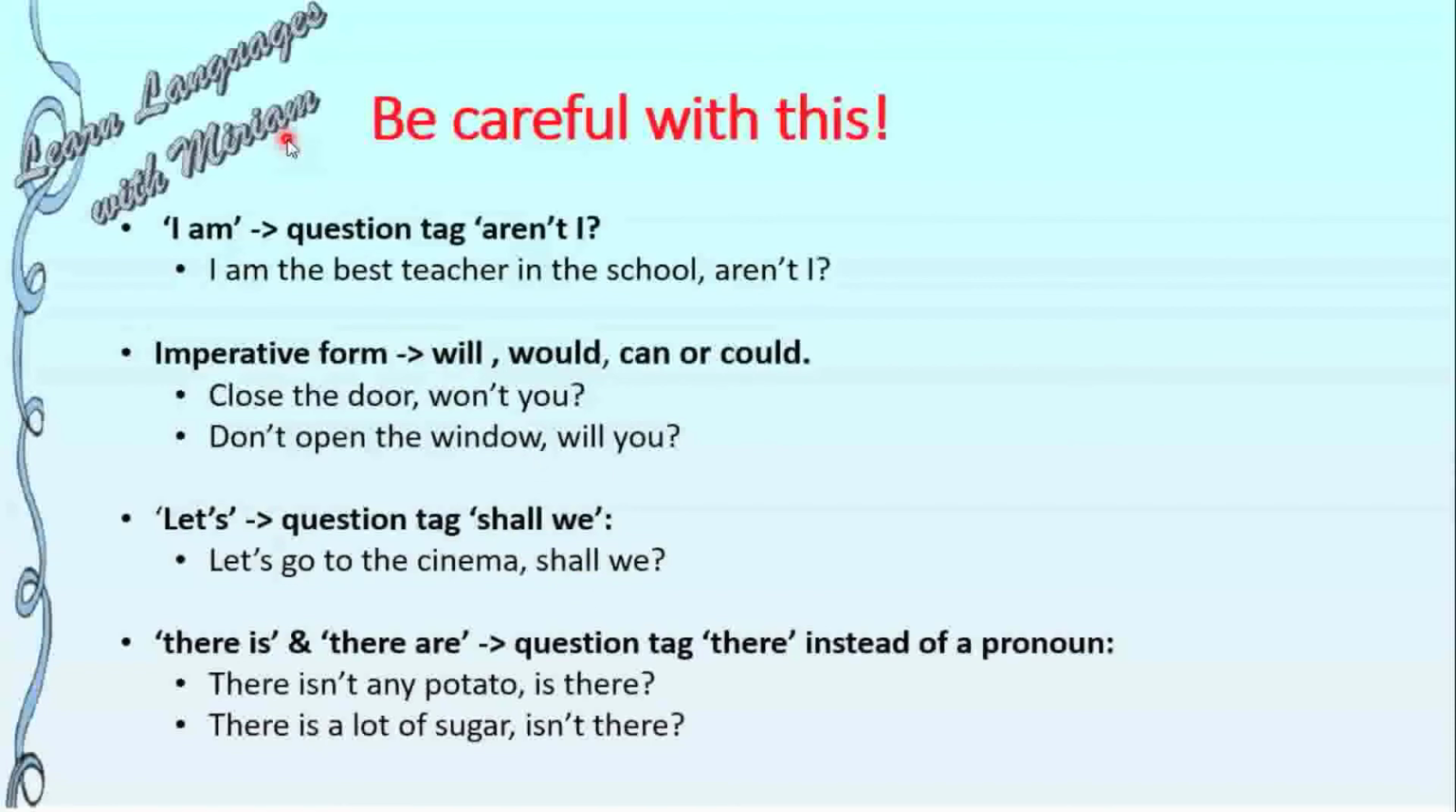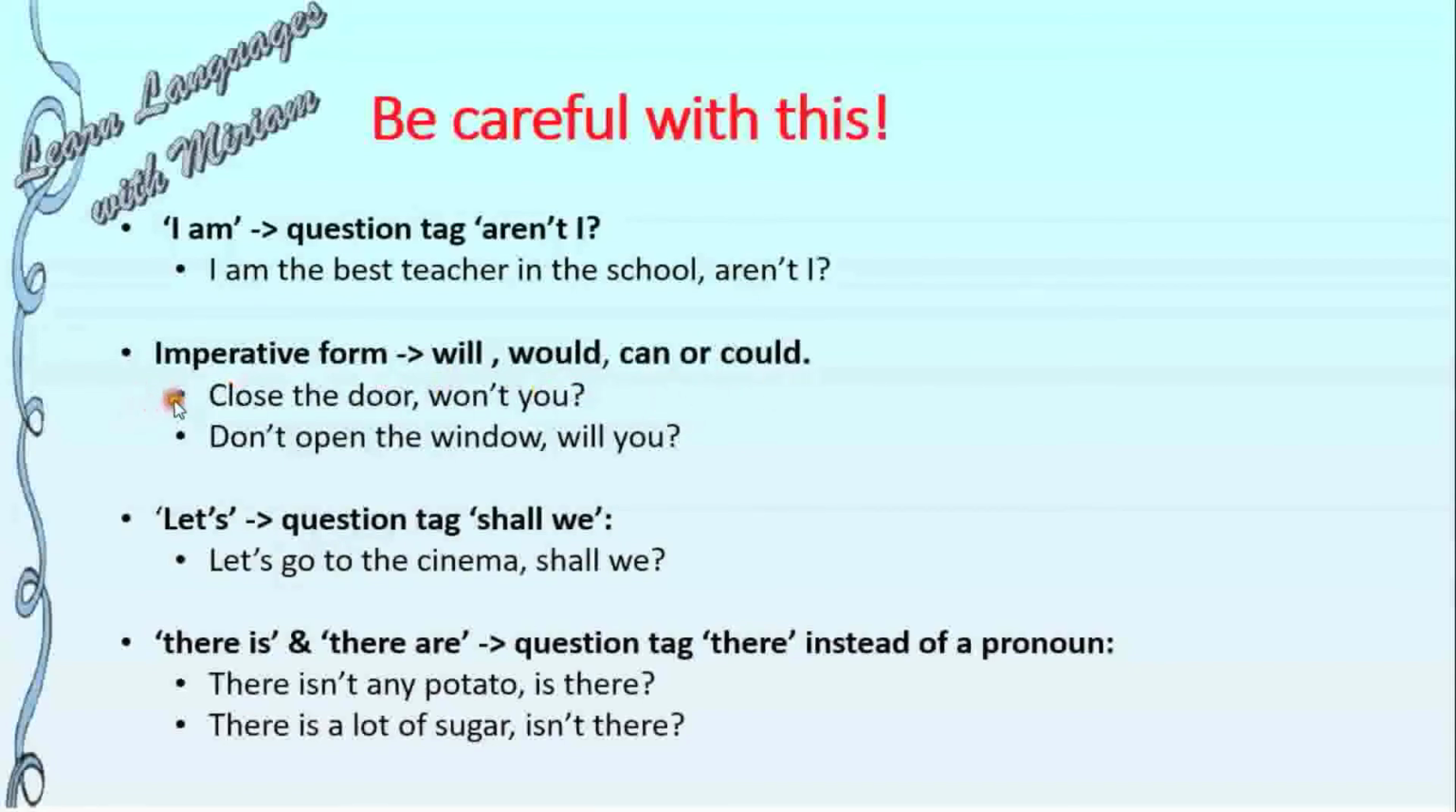Now, be careful with this. I am in the question tag is aren't I? Example, I am the best teacher in the school, aren't I? When we have an imperative form, we use in the question tag will, would, can, or could.